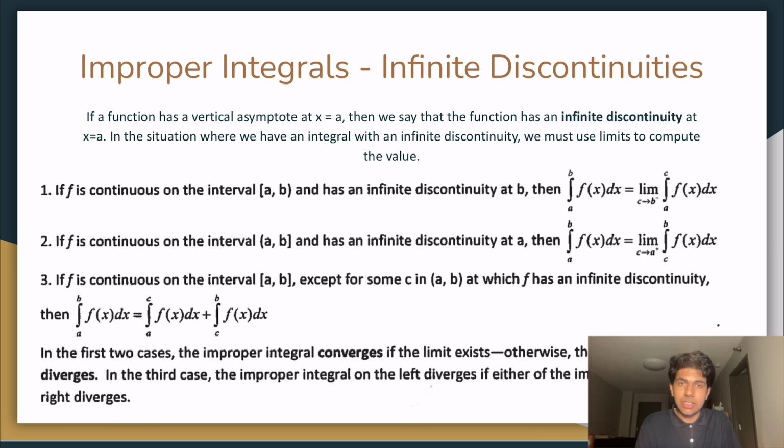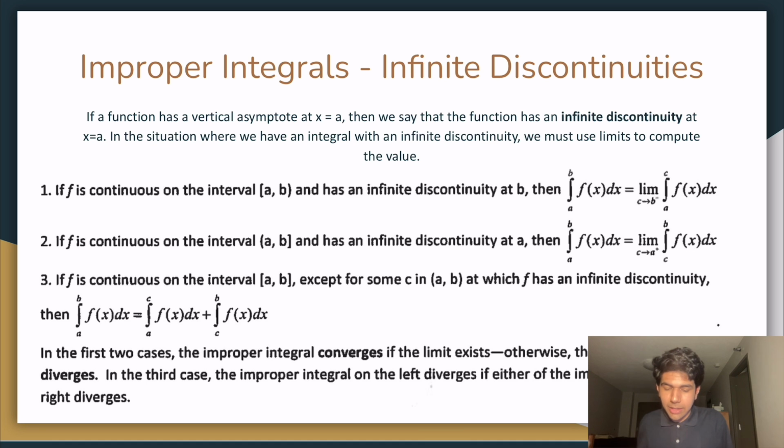So similar idea to when we saw infinities in our limits, where we replace the bad limit with a new variable and take the limit as that new variable approaches the bad limit. Similarly, if we have this interval and the infinite discontinuity is the left side of the interval, then the integral is equal to the limit as c approaches a from the right-hand side of the integral from c to b of f of x dx.